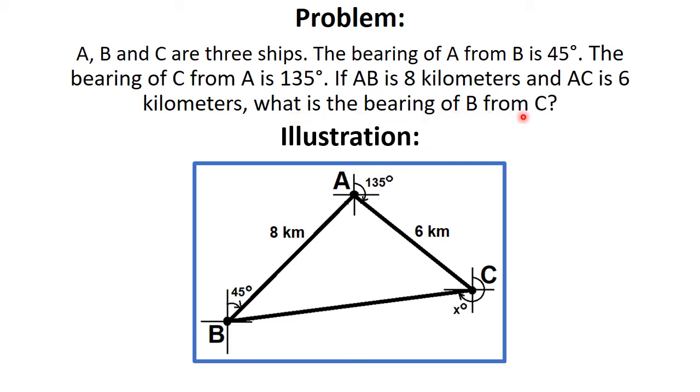What is the bearing of B from C? We now connect a line from B to C. When we say bearing of B from C, it means that the angle to be found is at point C. At point C, we draw again the horizontal axis and the vertical axis to inform us that the bearing we are looking for is more than 180 degrees. From the north line, clockwise 90, 180, so it's more than 180 degrees.